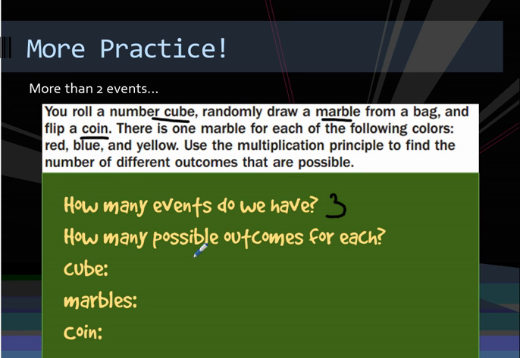How many possible outcomes for each? So for the cube, we have 6. For the marble, this time we only have 3. We have red, blue, and yellow, so we have 3. And a coin, you have heads or tails. So we can multiply these. 6 times 3 is 18. 18 times 2 is going to be 36 possible outcomes.